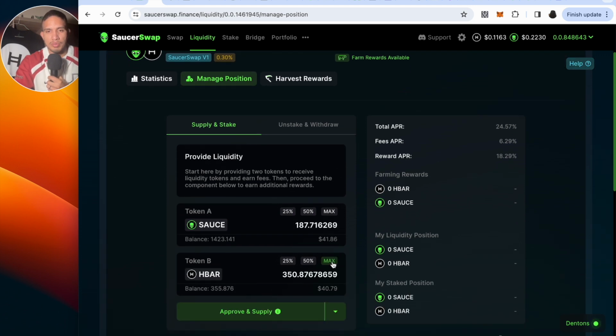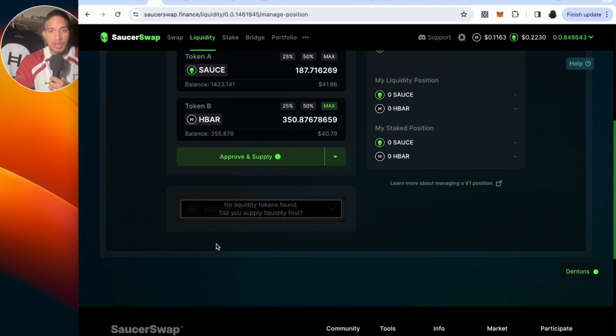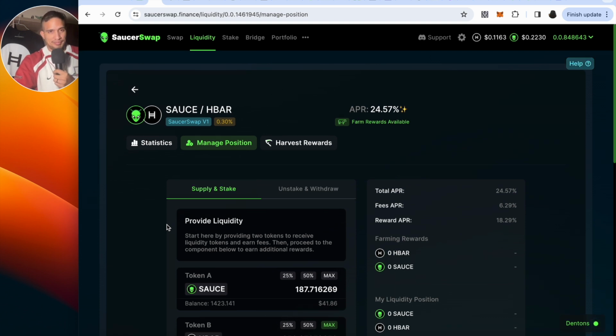So if I want to throw all of them in here, let's say 40 bucks worth of SAUCE and 40 bucks worth of HBAR, throw them in here, I will make 24% on the side for supplying liquidity on here, and then clicking right here and stake in farm. But there's some permanent loss for those people that don't want to lose. To me it's not a loss, because you basically each token DCAs into the lesser green candled token. But yeah, so that's SAUCERSWAP for you guys.